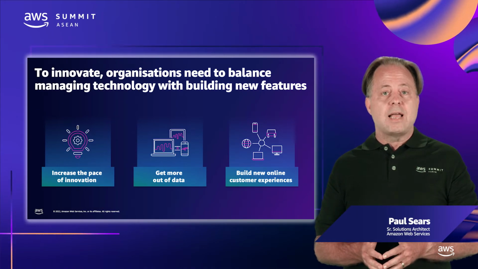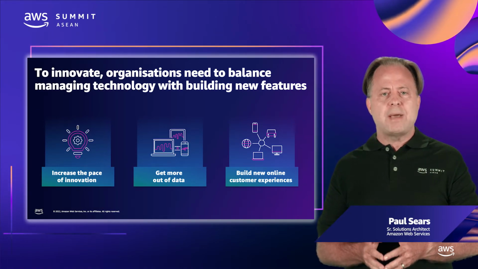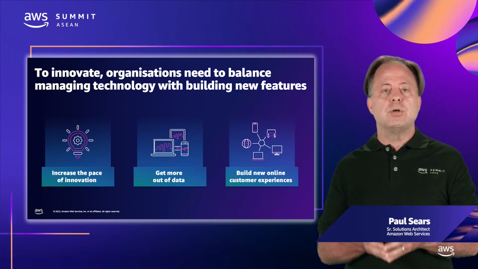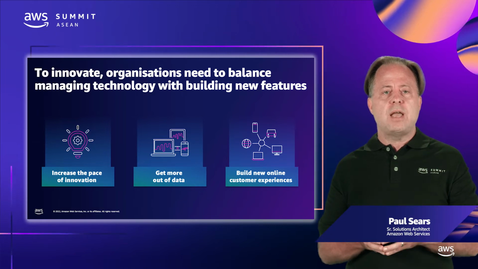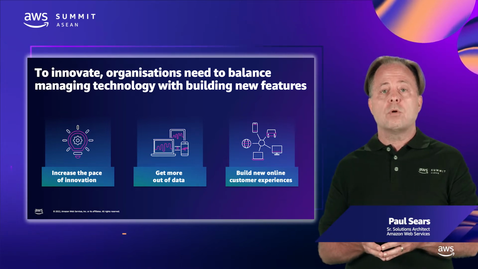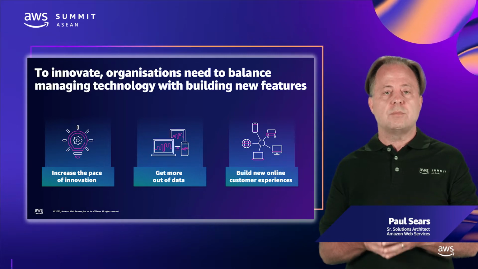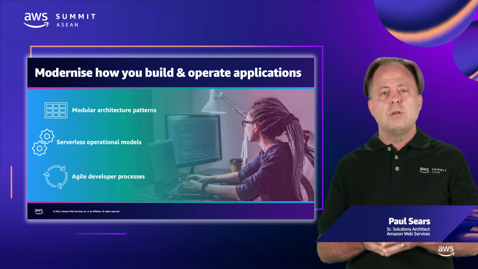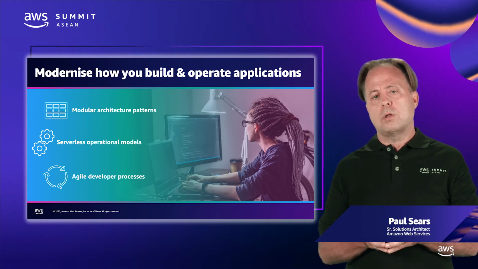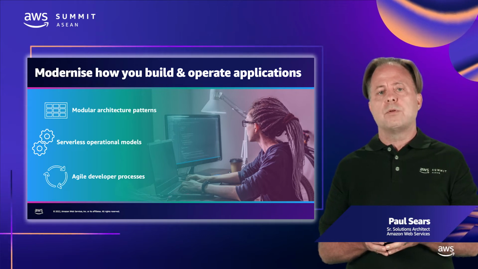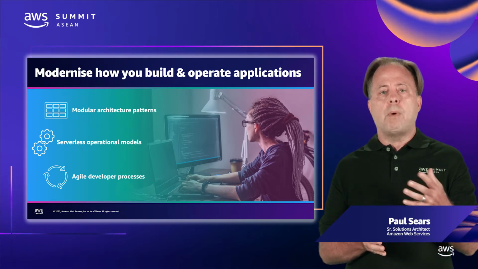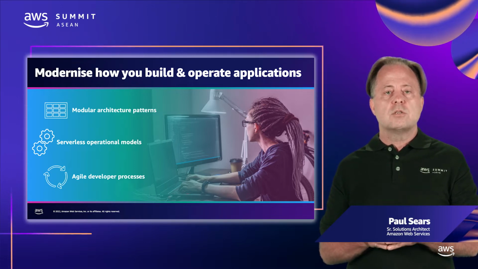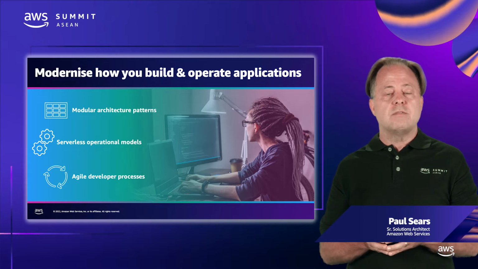Many organizations, likely even your very own, want to increase the pace of innovation, but face a delicate balance between adopting and managing technology and building new features. But the value gained from innovation allows you to get more from your data and to enhance your customers' experience. To start this modernization journey, you need to consider how you will build and operate your workloads. What architectures will you adopt? Modernizing your legacy or monolithic workloads involves a combination of modular architecture patterns, serverless operational models, and agile developer processes.